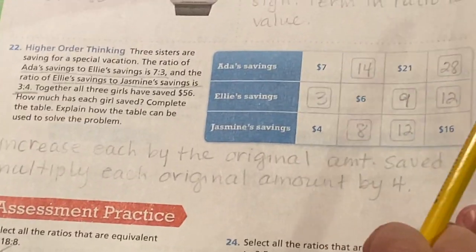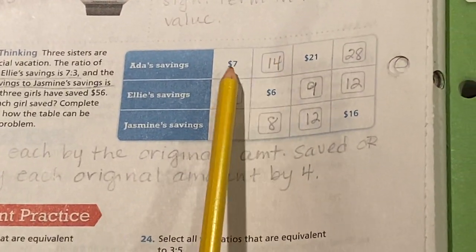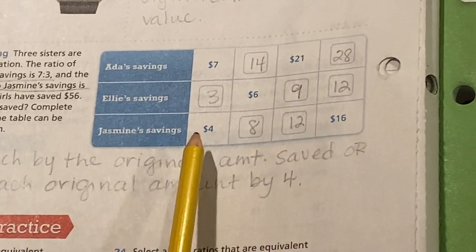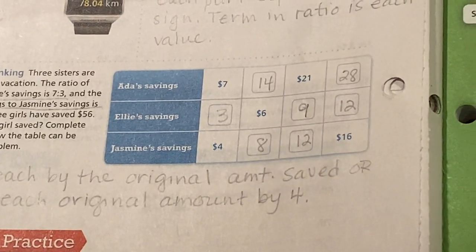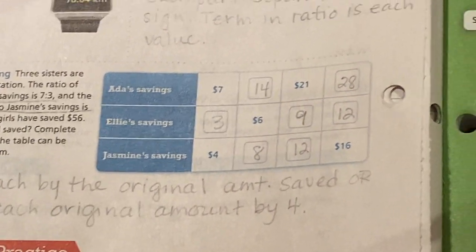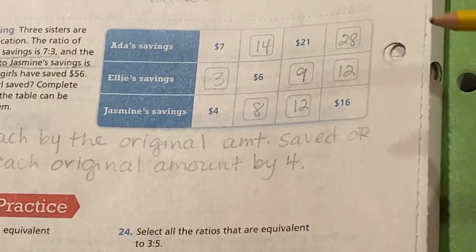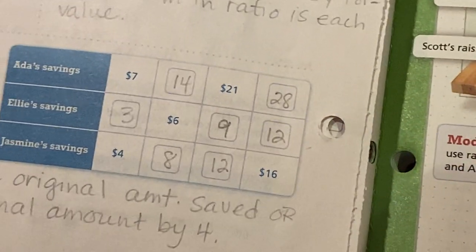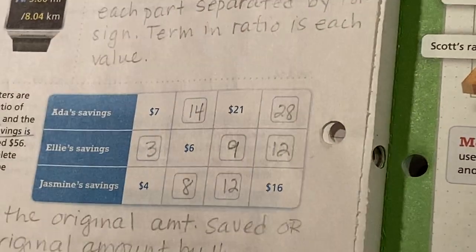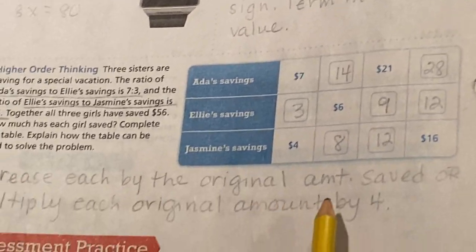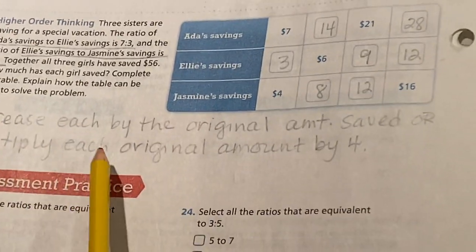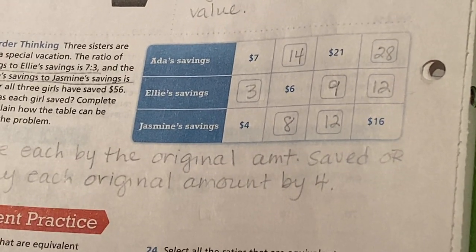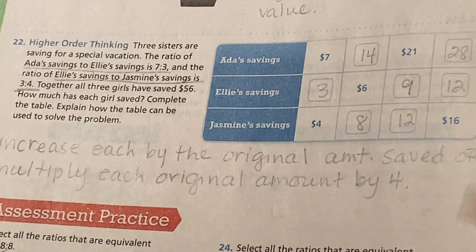I filled in the table with 7, 14, 21, and 28, 3, 6, 9, and 12, and then 4, 8, 12, and 16. And when you add all of those together, you get 56. And Ellie and Jasmine had better pick up the pace or they're not going anywhere, right? Okay, what I did was I increased each by the original amount saved or multiplied each original amount by 4, to get to the last number.